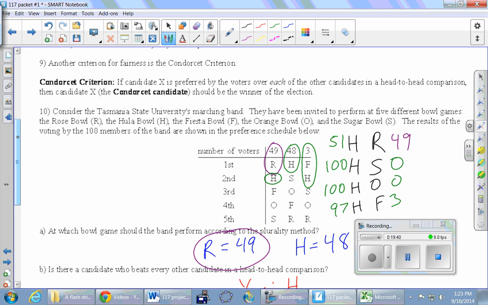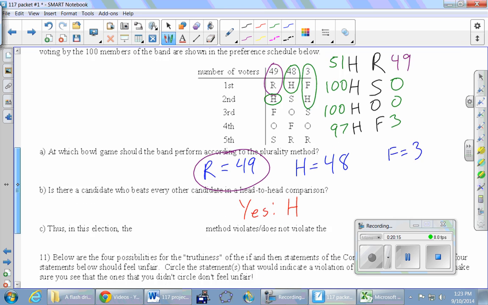This is exactly what the statement that Matt read to us says. Again, it's the Condorcet criterion. If candidate X, and I'm going to change this X to the letter H so we can be specific to this election, if candidate H is preferred by the voters over each of the other candidates in a head-to-head, was H preferred over everybody? Yes. Then that candidate, H, should be the winner. But was H the winner when we did this plurality election? No, that's not fair. Is it only if everybody else is beaten? Right, it's only if they beat everybody else does this criterion come into play. So let's fill in the blanks here.